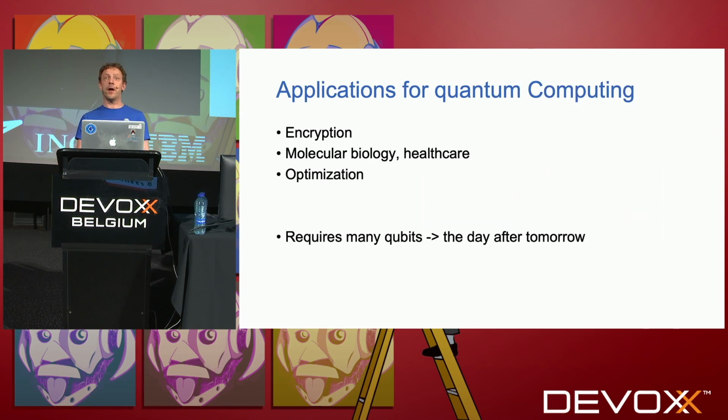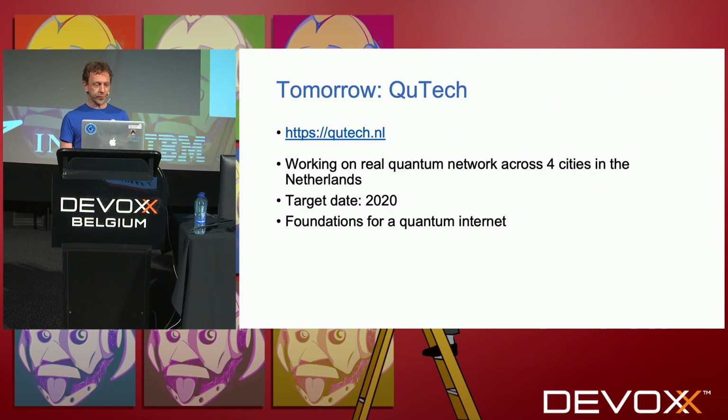Applications, the typical ones are encryption, but also molecular biology, healthcare, and optimization problems. Those are areas where we think that quantum computers can make a big difference. As I said, this requires many qubits in order to be production ready, and that's not ready for tomorrow. Well, when we say 10 years, it's the day after tomorrow. If you look at the age of the universe, that's the day after tomorrow.